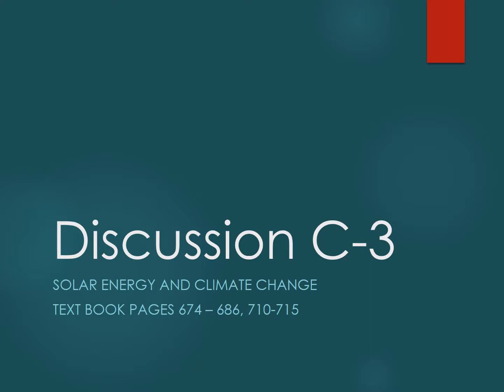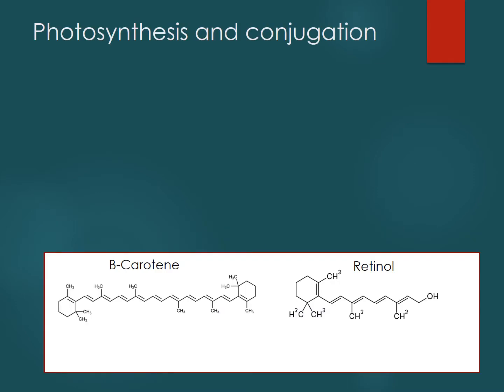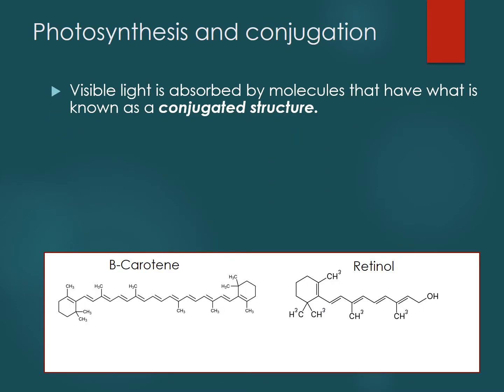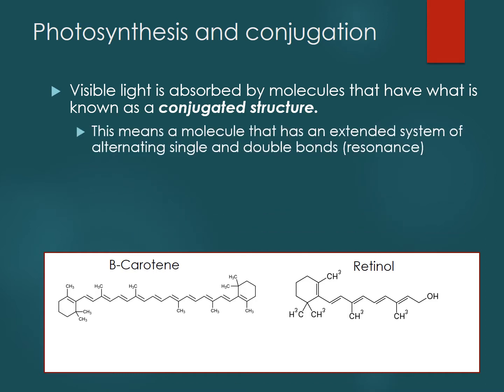Okay, everybody, it's time for discussion C-3, solar energy and climate change. All right, so photosynthesis and conjugation. Visible light can be absorbed by molecules that have what's known as a conjugated structure. Conjugation just means you have a large system of alternating single and double bonds.